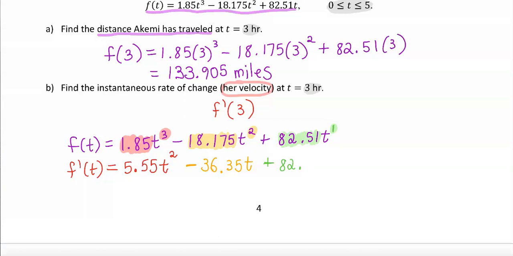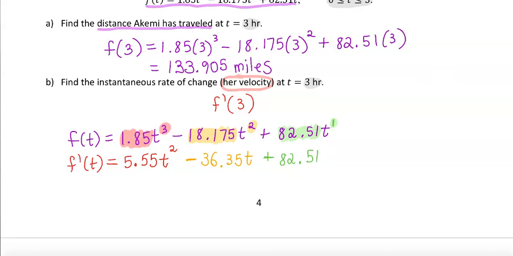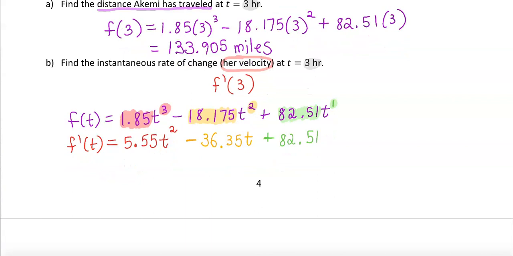My 5 is bleeding over there. 82.51, and it's going to be t to the 0th power, but as we talked about in class today, anything to the 0 power is 1, so I do not have to write this. It's just going to be 82.51. We're done finding the first derivative, and I keep saying first derivative, but we haven't done any other. Later we'll talk about the second derivative.